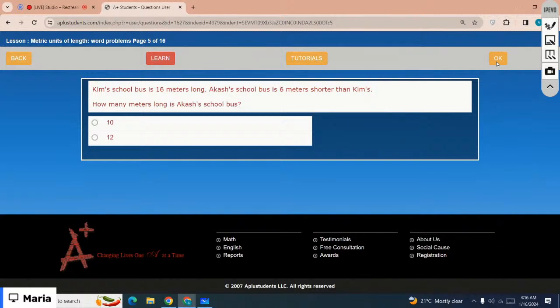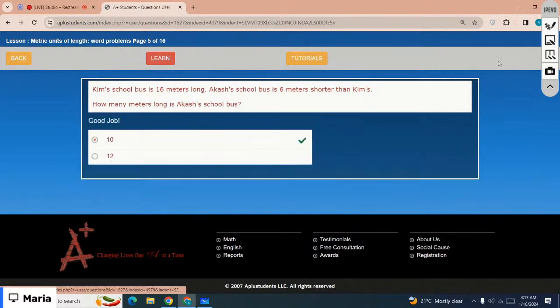Kim's school bus is 16, right? Akash's school bus is 6 meters shorter than Kim's. So, yeah, that means you need to subtract 6 from 16. So, the correct option is, yes, that is just 10 meters. The correct option is 10.